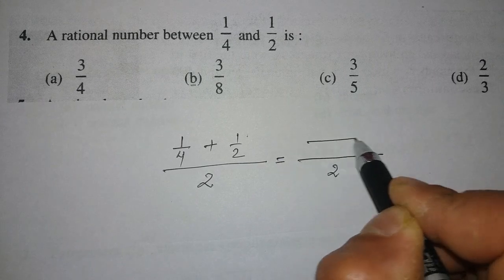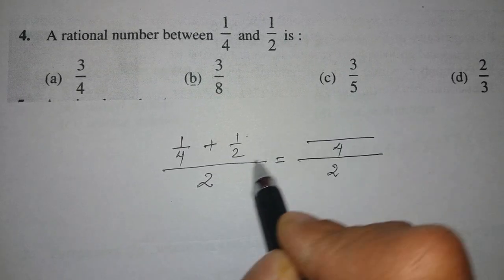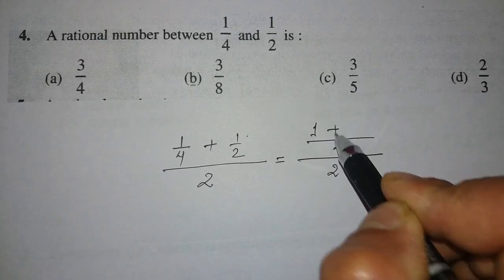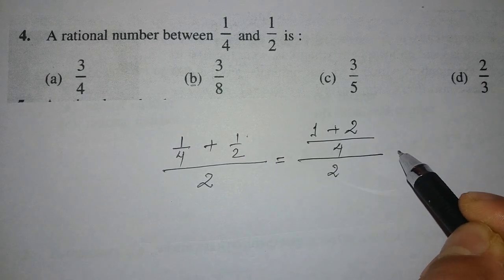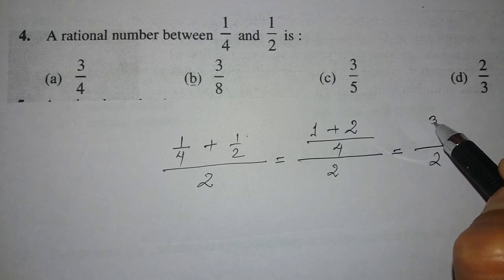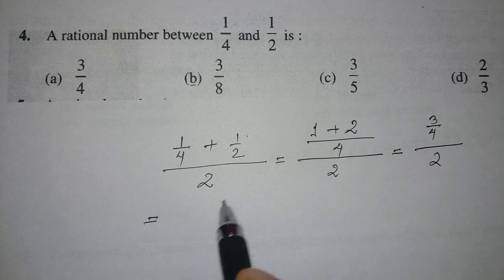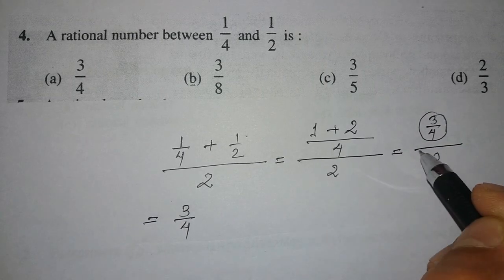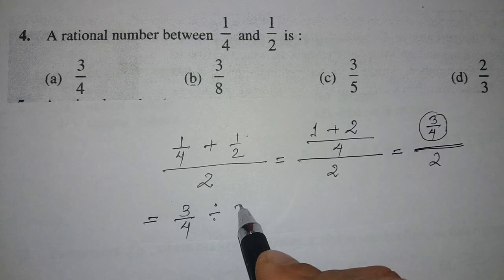Now here let's take LCM of 4 and 2, which is 4. So here you will get 4 divided by 4 is 1, 1 into 1 is 1, plus 4 divided by 2 is 2, 2 ones are 2. So what we got here is 3 by 4. Now this 3 by 4, and then this line I'm going to write as divided sign by 2.